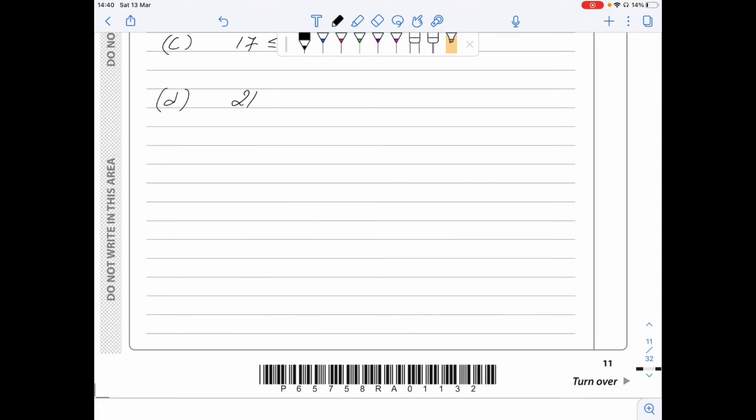So 21 times a will give me 3. So a is 1 over 7, and 2 plus b will give me 6. So b is 4.